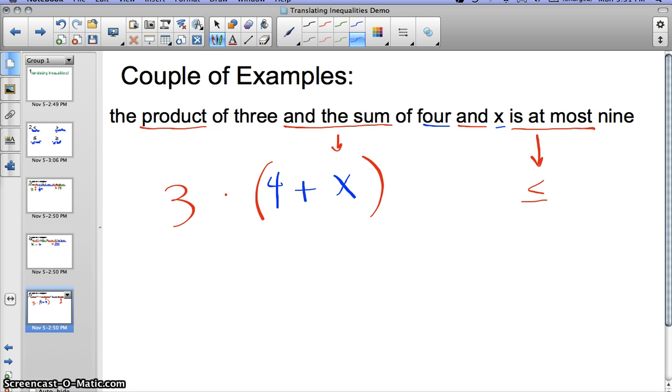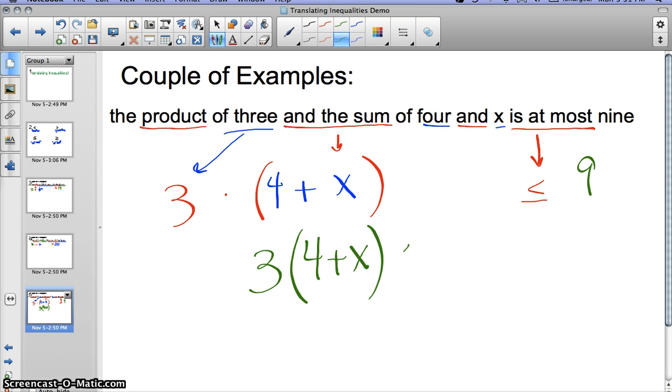When we say the product of, obviously we're multiplying two things. So here's our 3. And the sum, so we wanted to add something together before we multiplied it, of 4 and x. Is at most, oops, I forgot my 9. Now we just have a little distributive property problem. We've got 3, parentheses, 4 plus x. If you write x plus 4, that's perfectly fine because we know adding we can do either way, and it still comes out the same. That's pretty much all we wrote on this one.